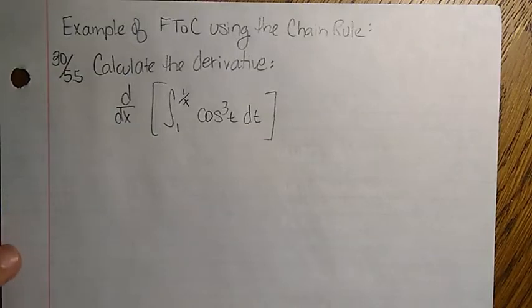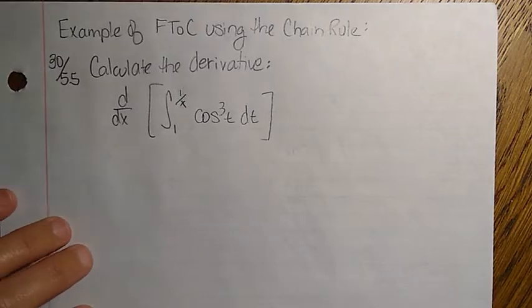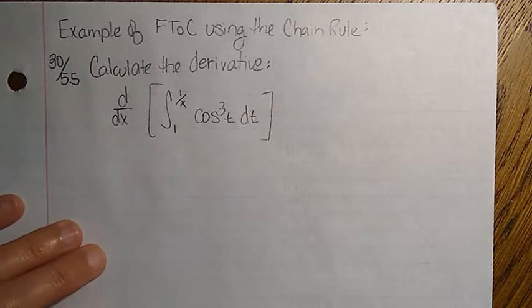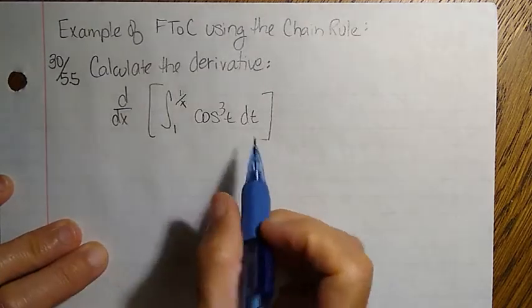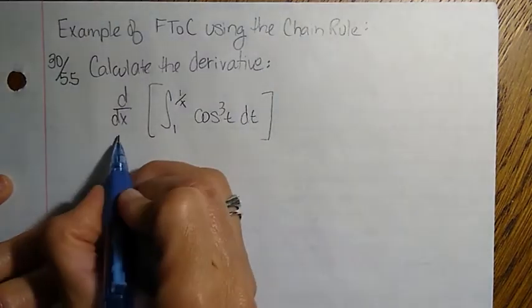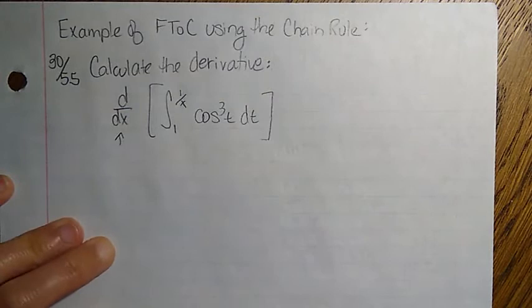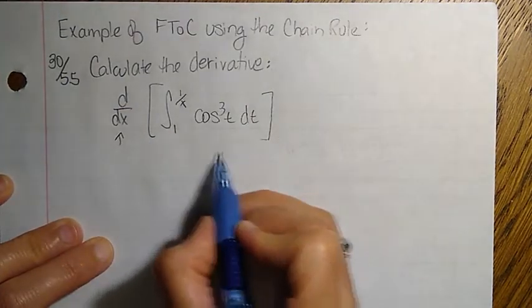Our final example will be an example of using the fundamental theorem of calculus where we have to employ the chain rule. This is admittedly a kind of hard to recognize instance of the chain rule. So let's just look at the parts of what we're asked to do. We've got to calculate the derivative. We're going to take the derivative with respect to x of this function.